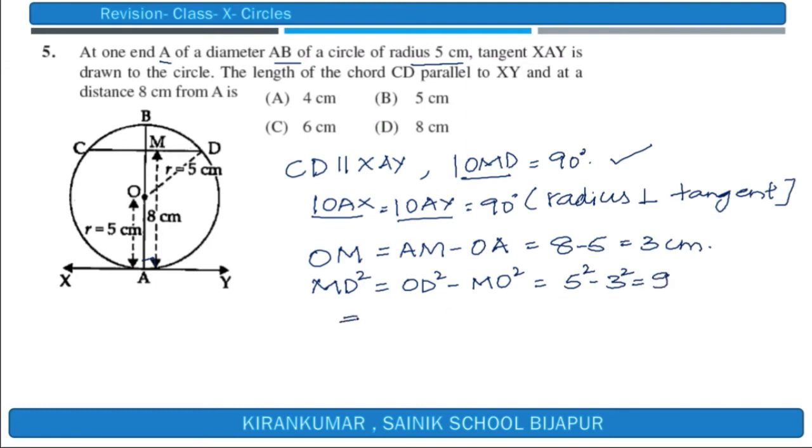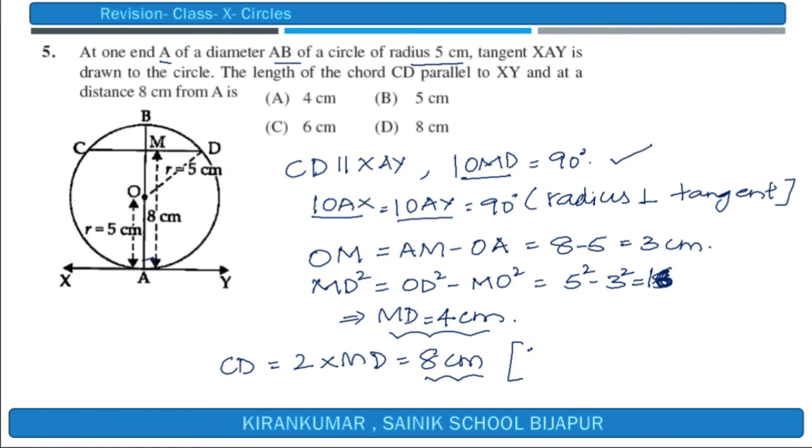It is 16, not 9. 25 minus 9 is 16. So the length of MD is 4 centimeters. Since the length of MD is 4 centimeter, the length of CD will be equal to twice MD. This will be equal to 8 centimeter.